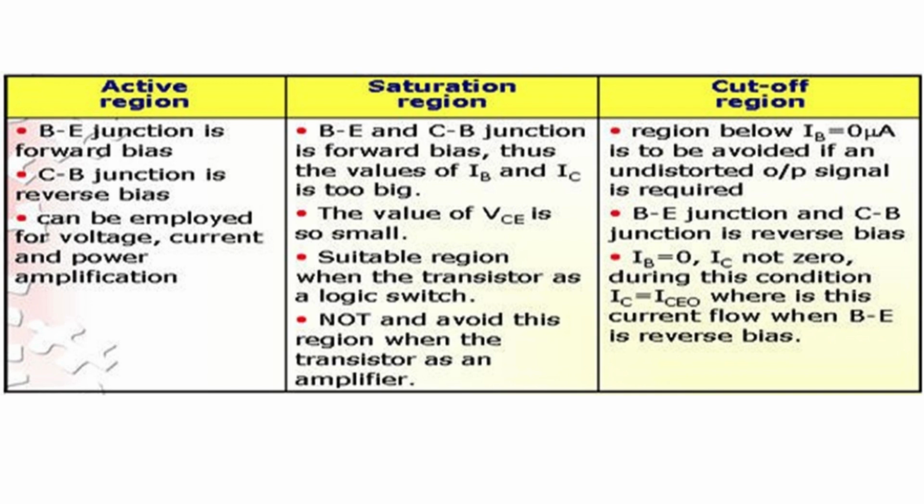Cutoff region. The region below IB equals 0 microamperes is to be avoided if an undistorted output signal is required. The base emitter junction and collector base junction are reverse biased. IB equals 0, but IC is not 0. During this condition, IC equals ICEO, which is the current that flows when the base emitter junction is reverse biased.